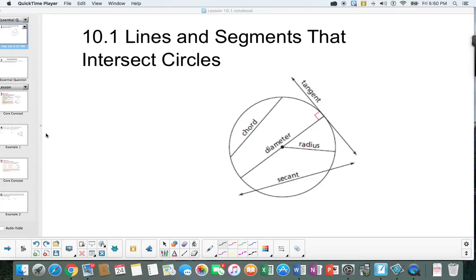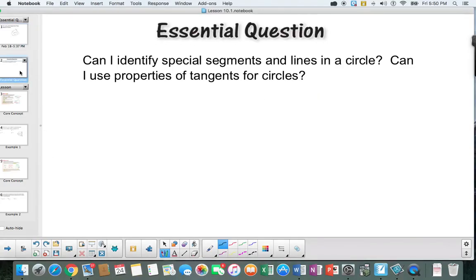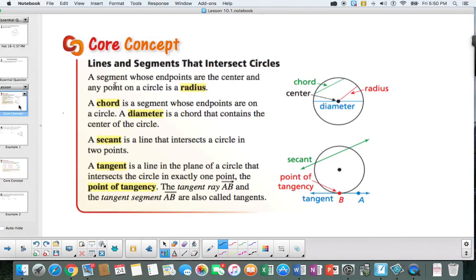10.1 Lines and segments that intersect circles. Can I identify special segments and lines in a circle? Can I use properties of tangents for circles? Stop the screencast for a minute and take a look at the vocabulary. If it's vocabulary you haven't seen, go ahead and write it down with its definition and a picture.